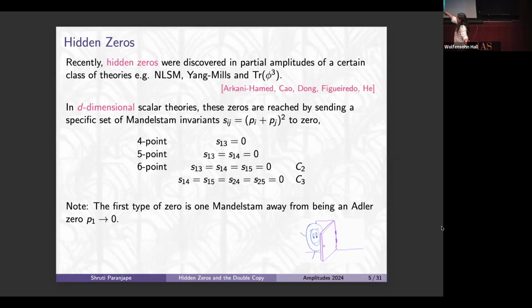At 5 point, when I send s13 and s14 simultaneously to 0, the amplitude vanishes. And at 6 point, I now have two different types, one where I send these 3 Mandelstams to 0, and one where I send these 4 Mandelstams to 0. So these are just points in kinematic space where the amplitudes of these theories happen to vanish. I just want to point out that this is not actually the Adler zero, even though it looks like it. It's one Mandelstam away from being the Adler zero.